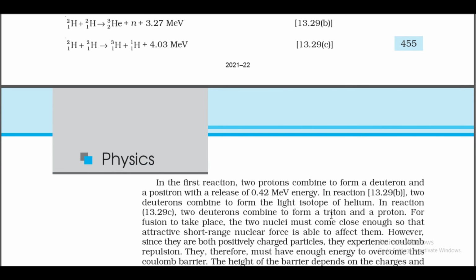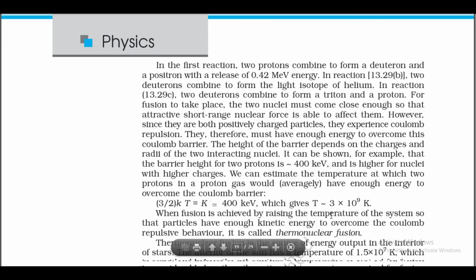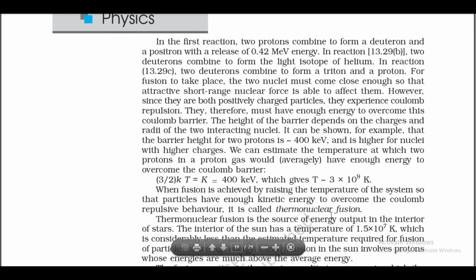1H2 plus 1H2 give rise to 1H3 plus 1H1 plus 4.03 MeV. In the first reaction, two protons combine to form a deuteron and a positron with a release of 0.42 MeV energy.